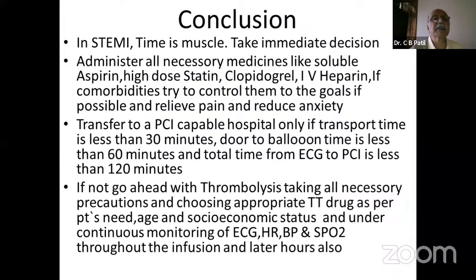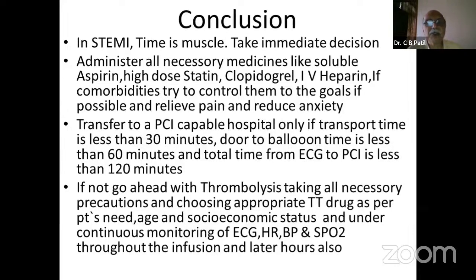So just to conclude my talk, in ST elevation myocardial infarction, time is muscle, take an immediate decision. Administer all necessary medicines like soluble aspirin, high-dose statins, clopidogrel, IV heparin 4,000 units. If comorbidities are there, try to control them to the goals if possible, and relieve pain and reduce anxiety immediately. Transfer to a PCI capable hospital only if transport time is less than 30 minutes, door to balloon time is less than 60 minutes, and total time from ECG to PCI is less than 120 minutes.